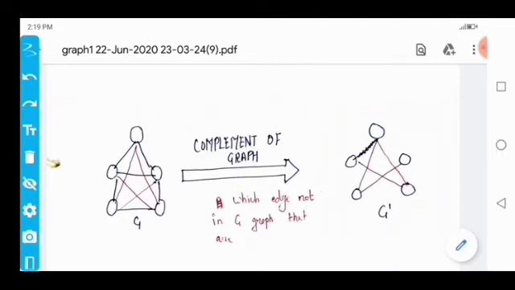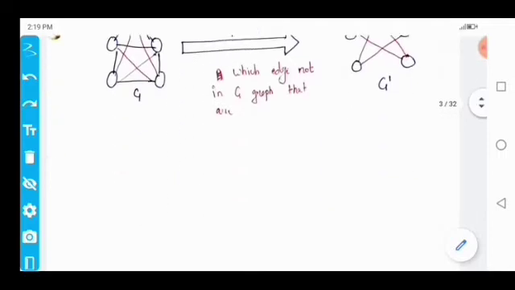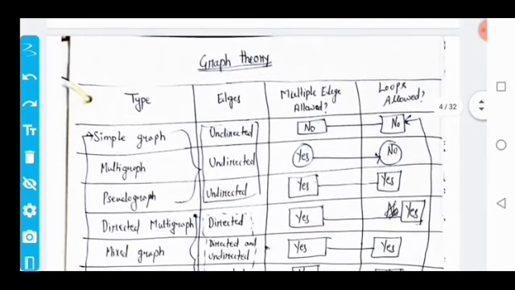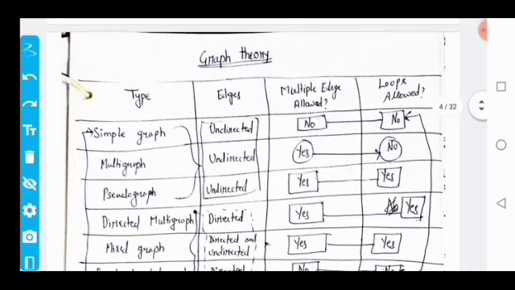Now come to a table which is prepared by me, which is very important for us. On the basis of GATE, I have analyzed that 2 to 3 questions are asked from this type of table. So the first type of graph is your simple graph. In the case of the simple graph, the edges are undirected and no multiple edges are allowed, as well as no loops are allowed. Next is your multigraph.